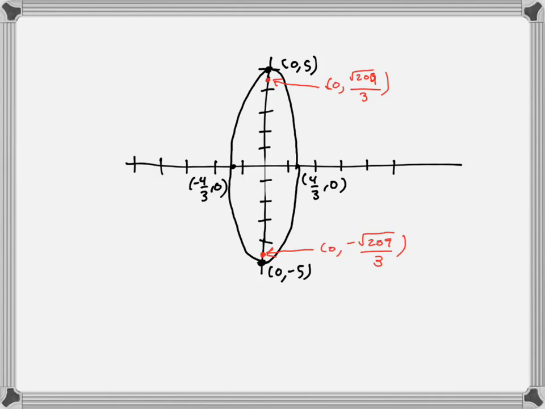So this is the focus, right? I can call this guy F2 and I can call this guy F1. It doesn't matter which one you call which, right? So this is the important stuff in your picture. We should probably include all of what we did, which are the X and Y intercepts, the vertices, and the foci.